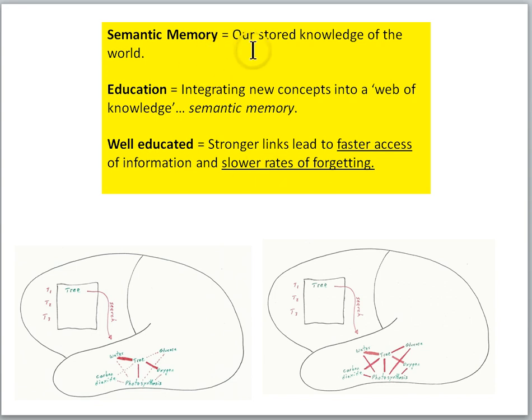So semantic memory we can think of as our stored knowledge of the world, and an education then is integrating new concepts into a web of knowledge, the semantic memory system. And we drew that web sort of down here, like concepts are linked together in meaningful ways. So to be well educated means we have stronger links, and that leads to faster access of the information and slower rates of forgetting. So we want to be well educated, have lots of concepts that are strongly linked together, as opposed to minimally educated, where we don't know many things and those concepts are not strongly integrated.